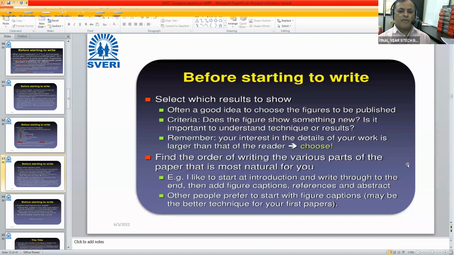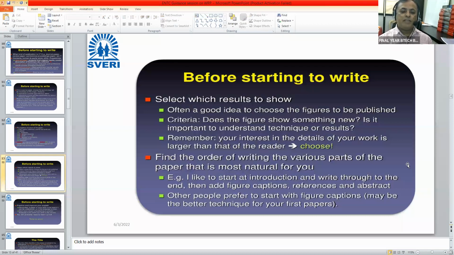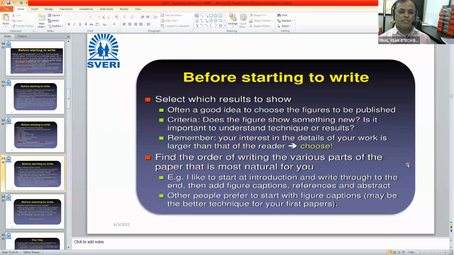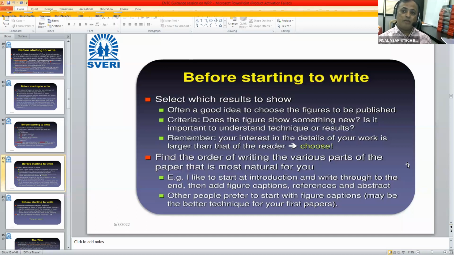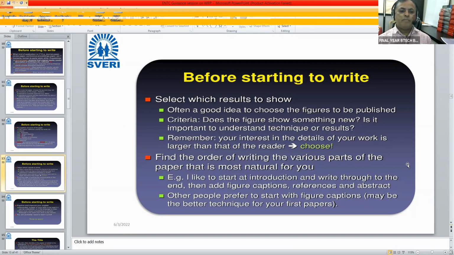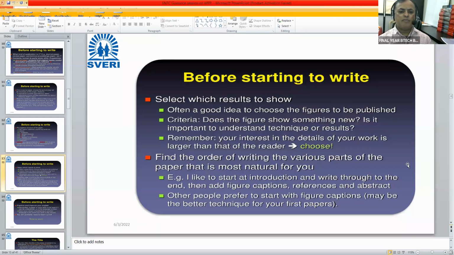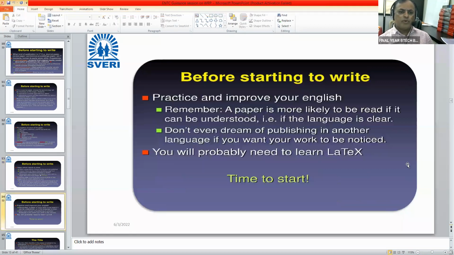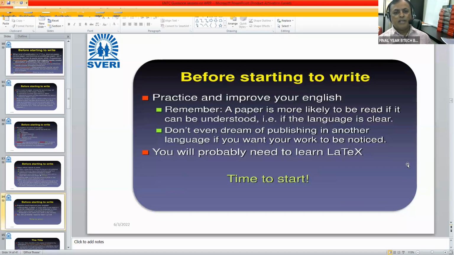I like to start at the introduction and write through to the end, and then add figure captions, references, and abstract. So there are different ways of writing the paper. Some like to start with the introduction. Some would like to go with the results and conclusion and then go back to the introduction. Some start with abstract, introduction, and go in sequence. So depending upon what you like best, you can start off. Other people prefer to start with the figure captions, which may be a better technique for your first paper. There are a few people who would like to start with the figures also. So depending upon your interest, you can start writing your paper.